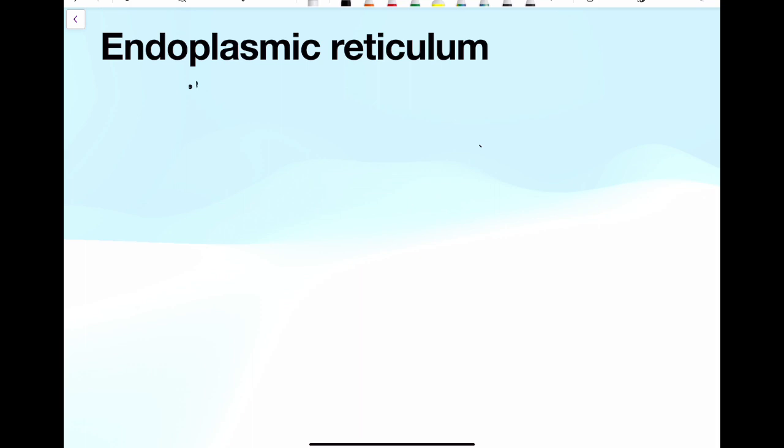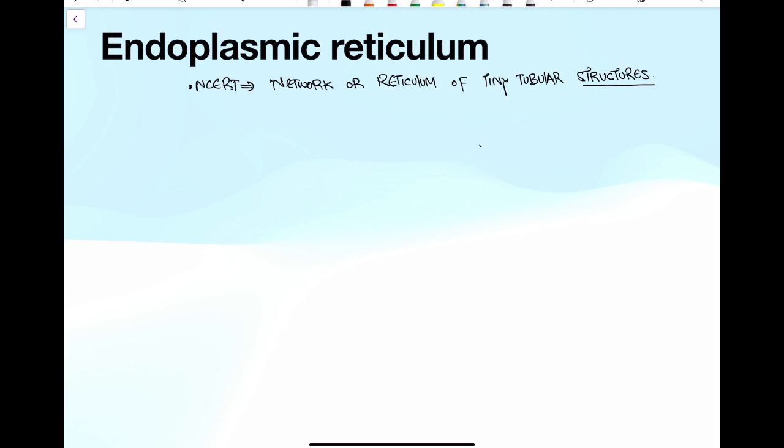So how does NCERT define this? NCERT defines this as a network or reticulum. Reticulum is another term for network. That's why it's called endoplasmic reticulum, of tiny tubular structures. We'll stick to this definition: a network or reticulum of tiny tubular structures.